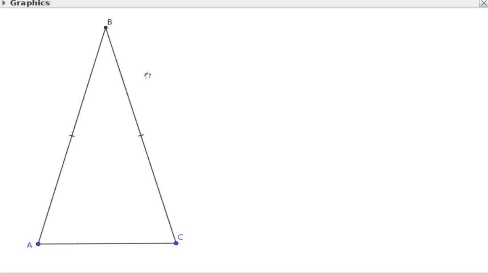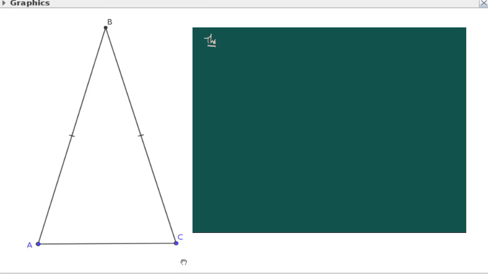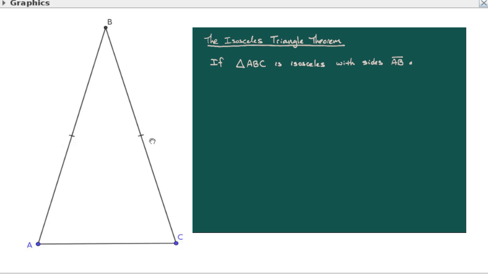So this is the proof of the Isosceles Triangle Theorem. What this theorem says is that if somebody gives us a triangle ABC which is isosceles, and so we know that the side AB is going to be congruent to the side BC, then that tells us that this angle down here is going to be congruent to the angle over here, so that those two angles are going to be the same size.